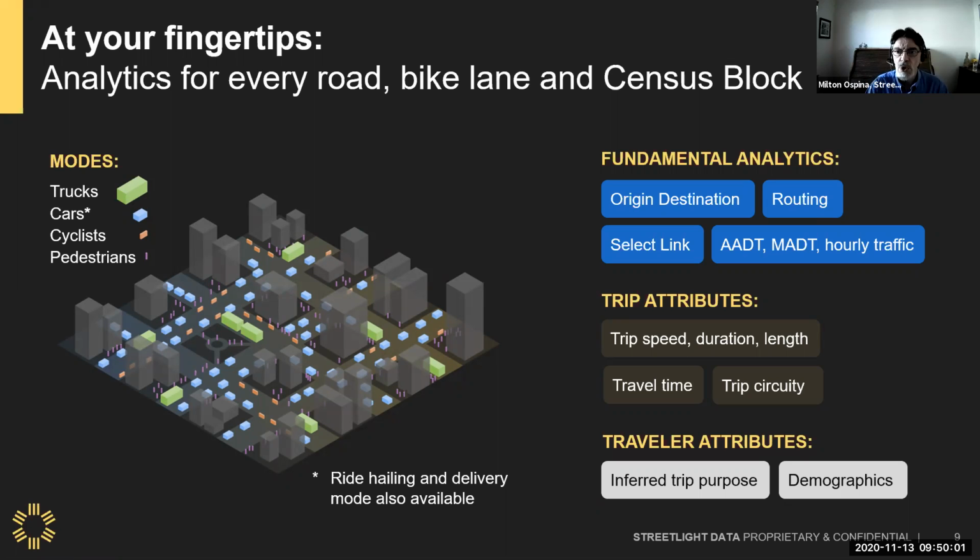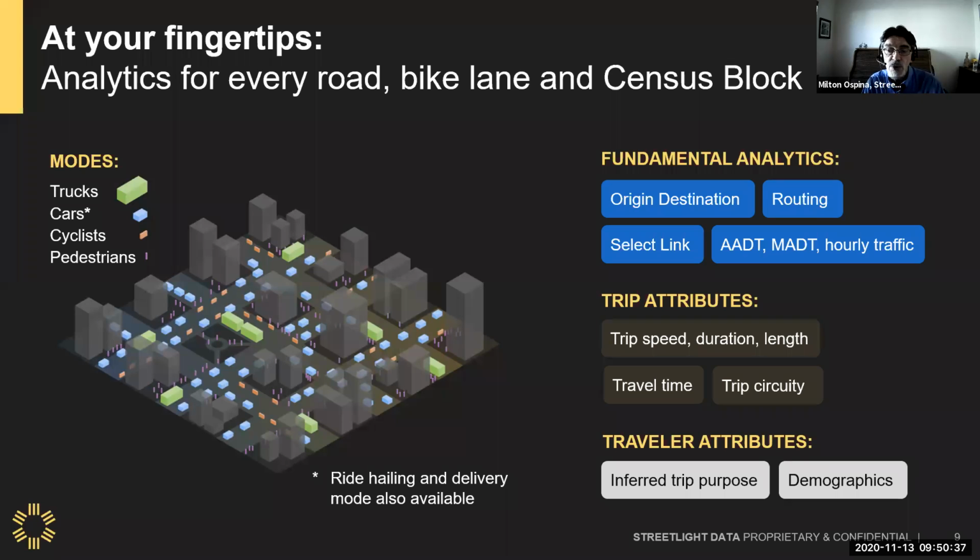We can then also do fundamental analytics, origin destination. So you saw in the previous presentation how Junli used origin destination as part of his analysis. Origin destination is probably one of the key things when you're dealing with this type of big data, one of the first steps that you do in order to do other analysis. So you can then do annual average daily traffic counts or monthly or hourly. You can infer the trip speed, what was the duration of a trip. You can also infer the trip purpose.